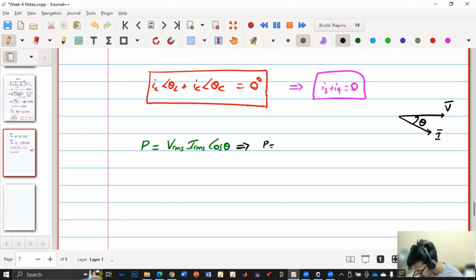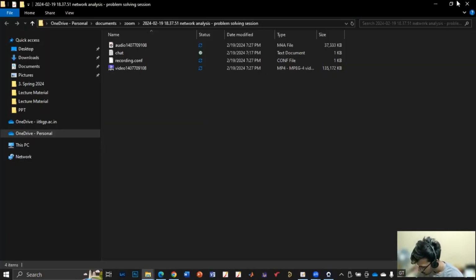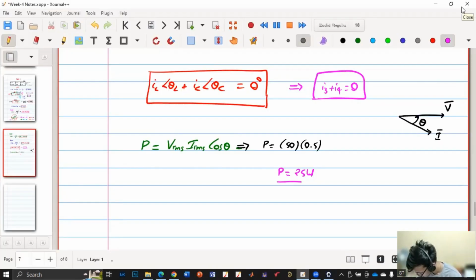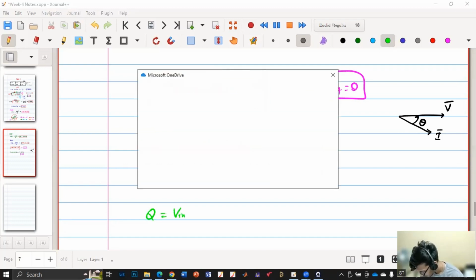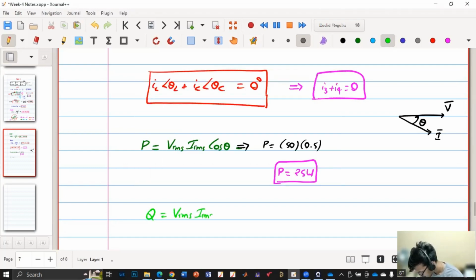So P is, input is 50, right? IRMS is 0.5. So how much is my P? 25. Okay. And similarly, can someone calculate Q? What will be my Q? Zero, sir. Yes, you are right. So Q will be 0.